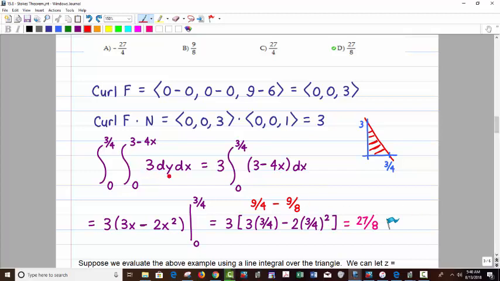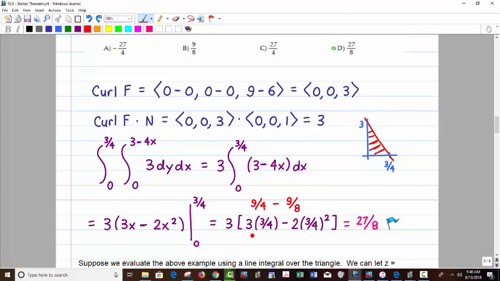All right, so this isn't too bad. The antiderivative of dy would be y, so I'll put in the 3 minus 4x. And now I'll plug in the 3/4 and the 0. I'm sorry, no, that's the next step. I integrate this first. The antiderivative of 3 is 3x. The antiderivative of 4x is 2x squared, so it's 3x minus 2x squared, with that 3 that's been sitting there pulled to the outside. Now I put in the 3/4 and the 0.